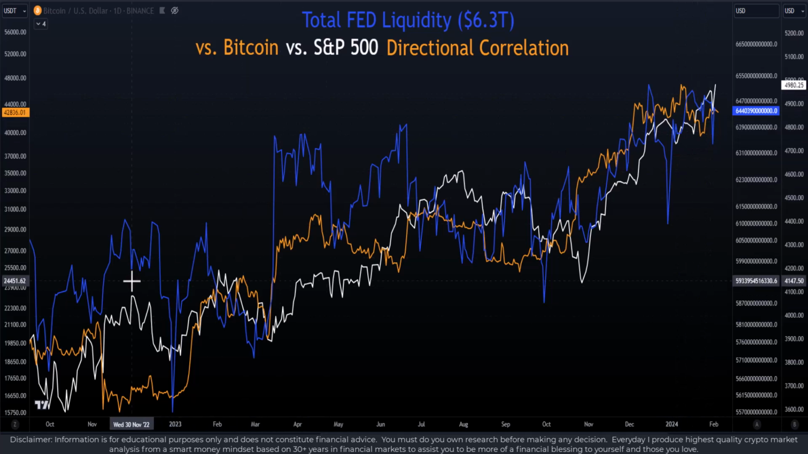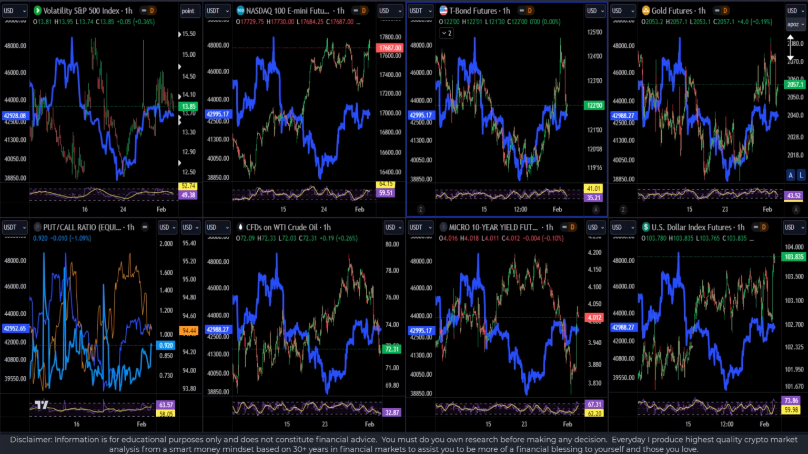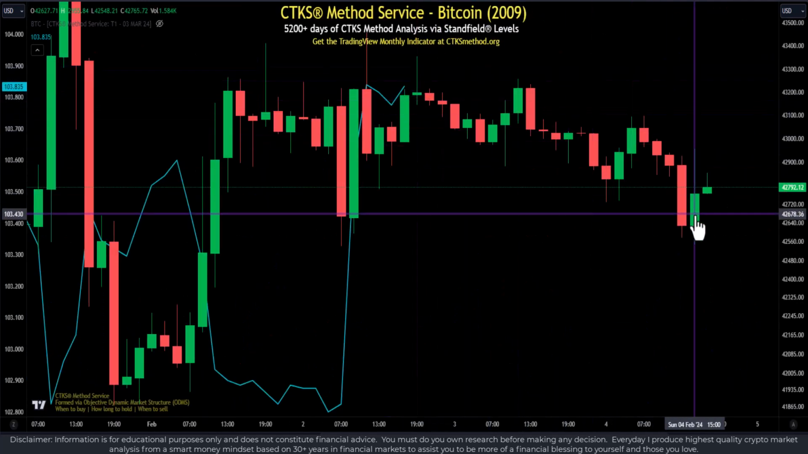Fed liquidity is really important. It supports the main markets. You can see that blue line. When the blue line is going up, the markets are going up. For these reasons, we are seeing gold futures starting to come up. We're seeing the US dollar currency index starting to come down, yield futures starting to come down, and bond prices starting to go up. And we've seen a bit of a retracement in Bitcoin.